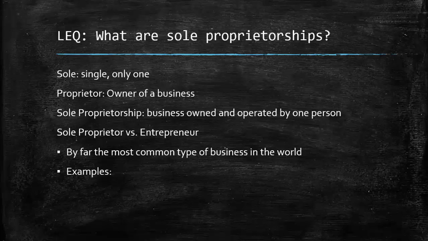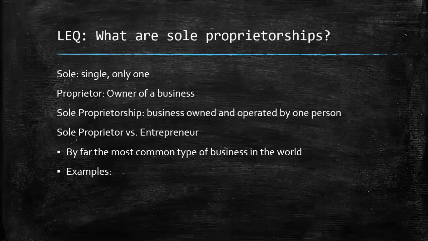So we have sole. If you guys have been in school, I hope you know what sole means. It means single and or only one. Now, proprietor may be a word that you're unfamiliar with, and a proprietor is simply an owner of a business. So when you put the 2 words together, sole proprietorship, that is a business that is owned and operated by one person. Now, when I just read that definition, you guys may be thinking about entrepreneurship, and you are correct to do so. Now, I must be very clear here, okay? Technically, on a textbook level, a sole proprietor is different than an entrepreneur, all right?